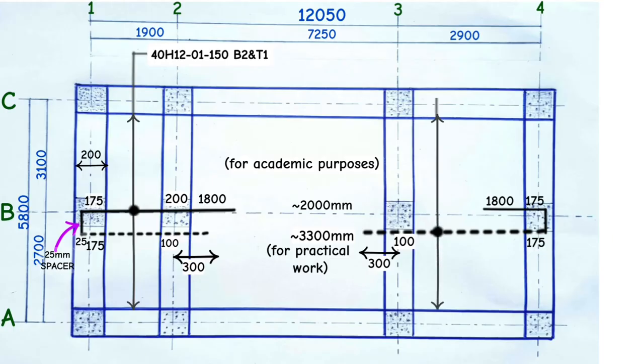Let's describe this steel bar shape. These are 40 H12 steel bars. Bar mark is 02 at a spacing of 150 millimeters center to center from one steel bar to another for bottom 2 and top 1. And that's what we fill in the table here.